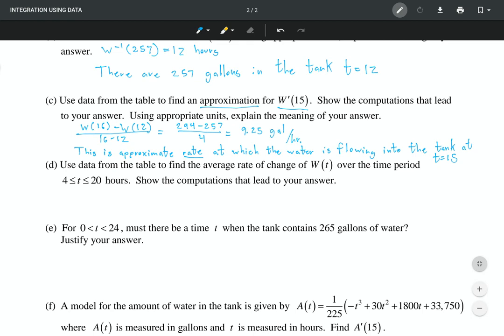All right, on this one it says use the data from the table to find the average rate of change of W(t) over the period of time. Now, here's the weird part, right? Before, I told you, hey, try to take the antiderivative of something and divide it by time. Well, in this case, I want to write how this is actually the same, but I wouldn't actually even do it like this. I would have to take the antiderivative of W prime of t, and then after that, I would have to divide that by, let's see, 20 minus 4. But I'm not going to write it like that, okay?